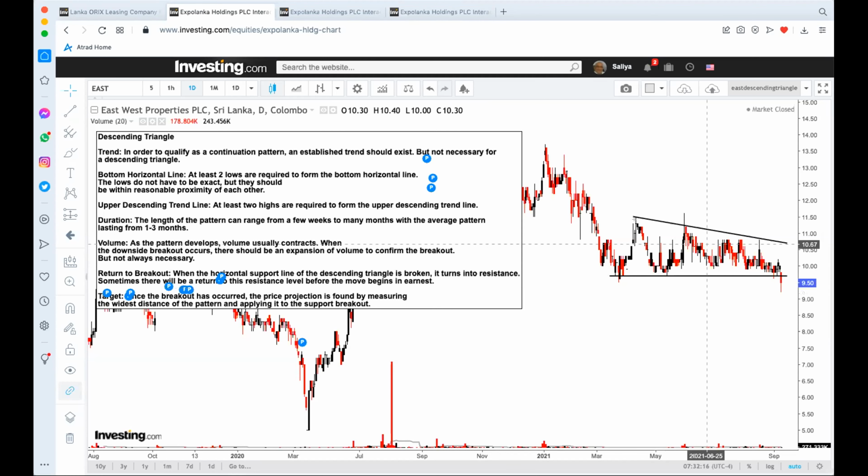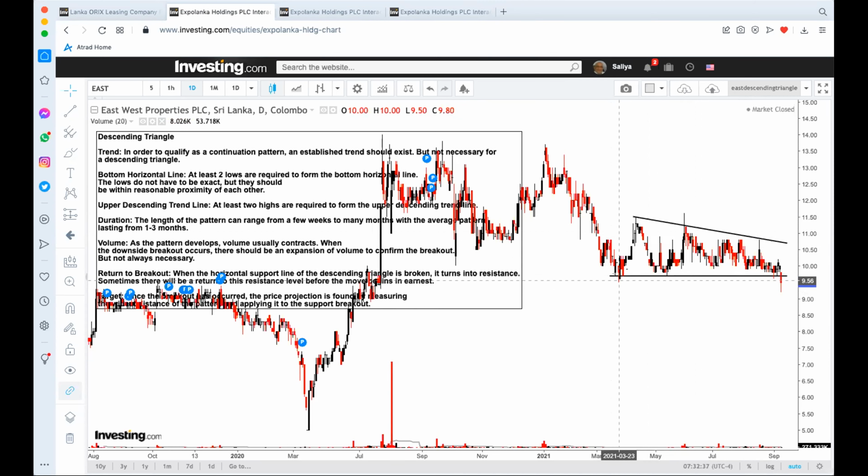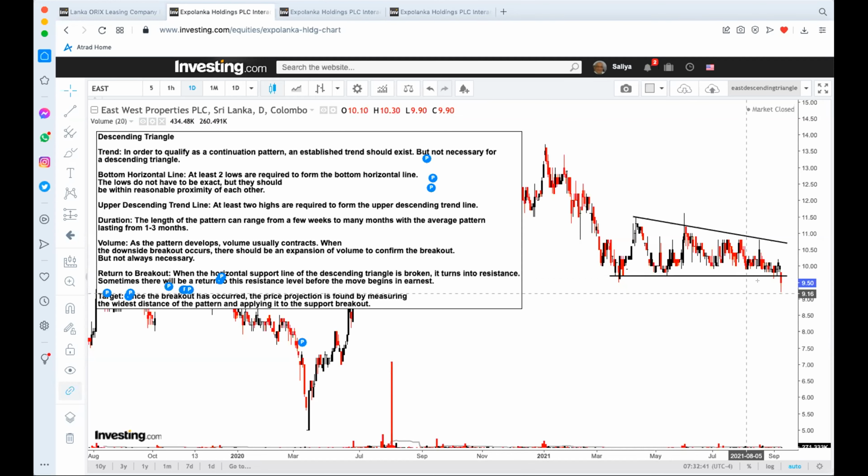And along with that, you see the descending highs, where the high values are coming down, making lower highs, whereas the lows are going sideways at 970 here. Right now, today you can see that it broke below that level.